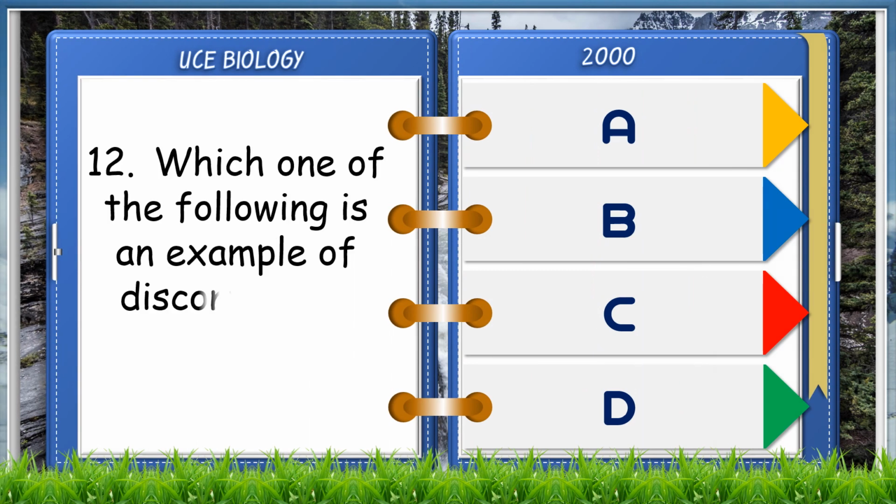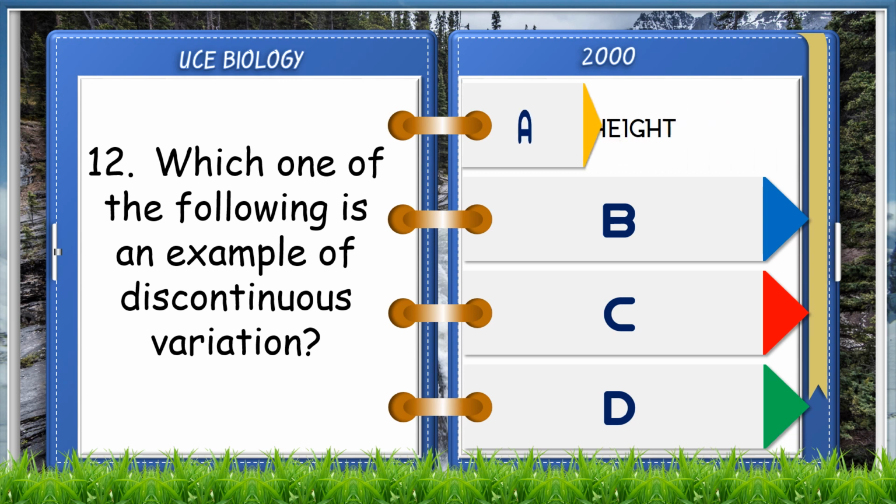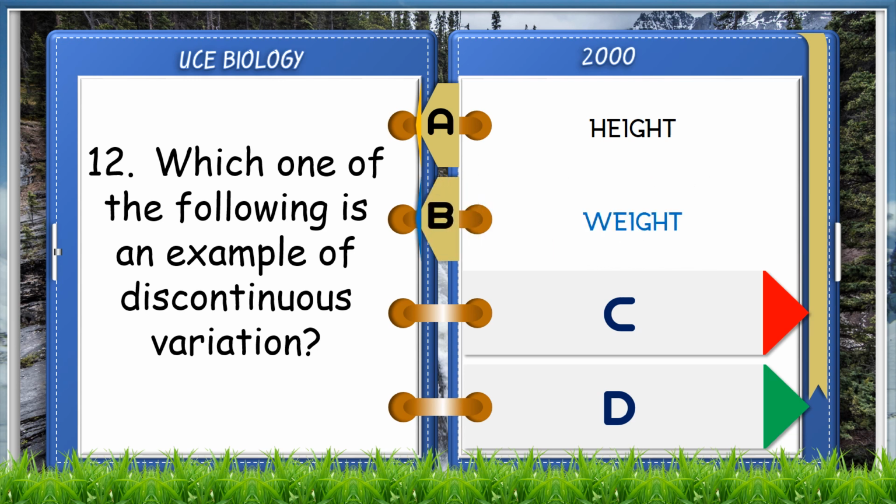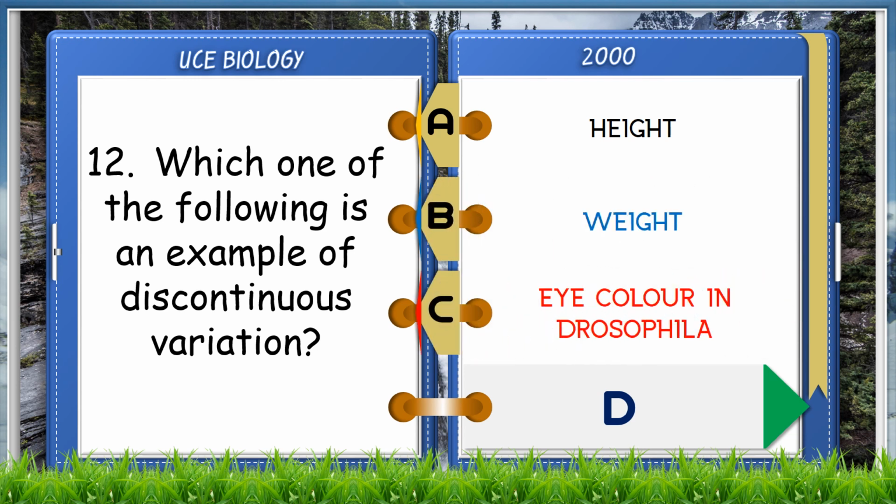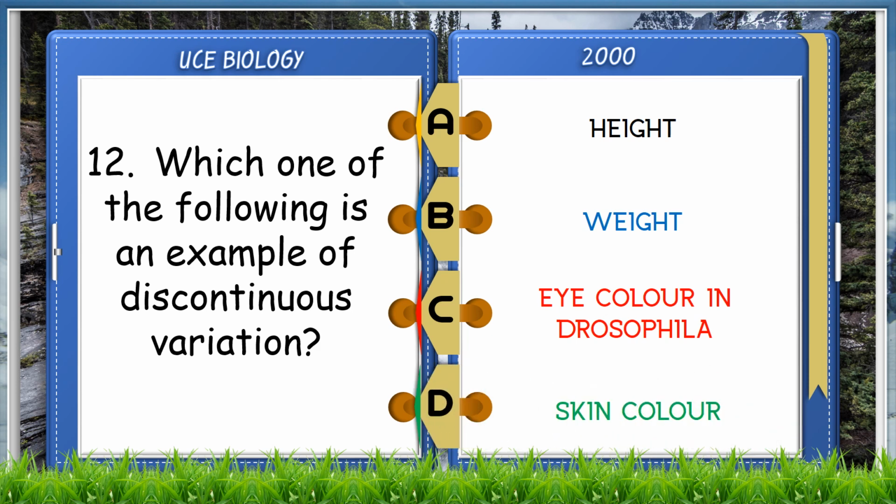Which one of the following is an example of discontinuous variation? A. Height. B. Weight. C. Eye color in Drosophila. D. Skin color. The answer is C. Eye color in Drosophila.